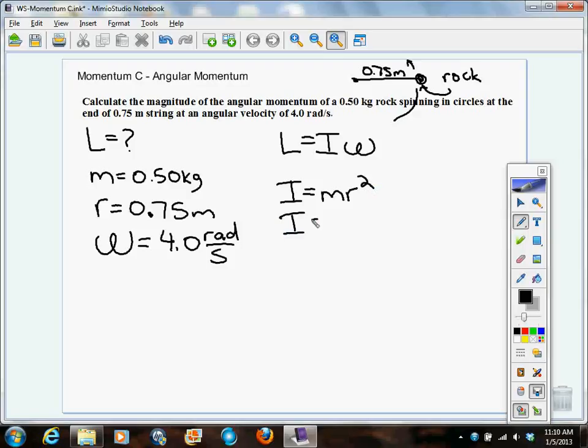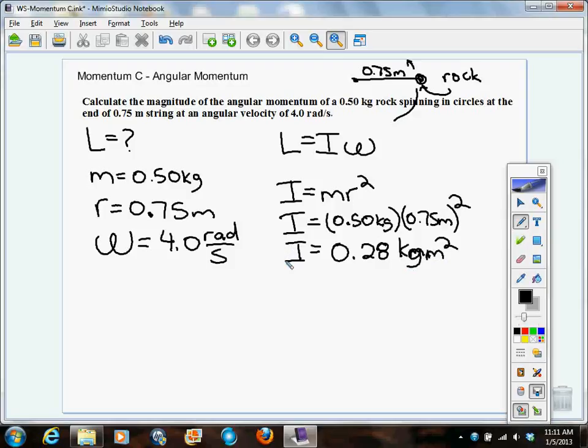So in this case, we can calculate I, our moment of inertia, which is going to be 0.50 kilograms times the radius, 0.75 meters, and that has to be squared. So when we calculate this out, we get 0.28 kilogram meters squared. So now I can go ahead and use I to calculate my angular momentum.